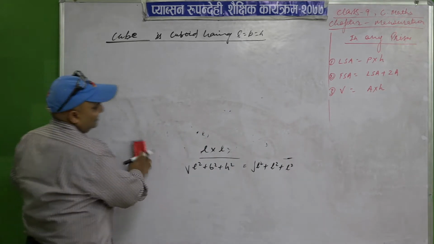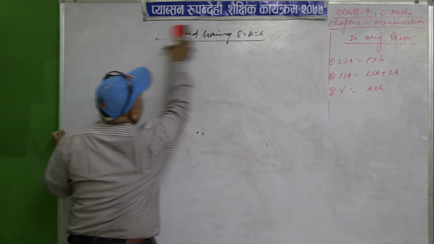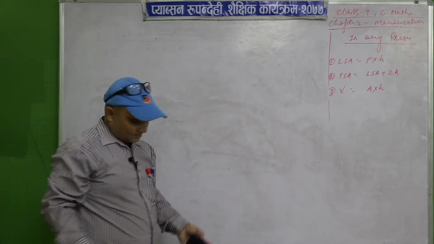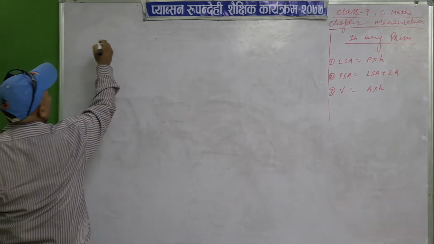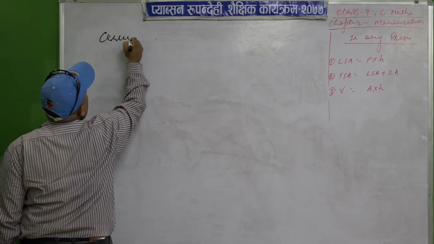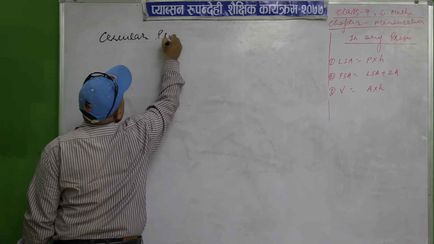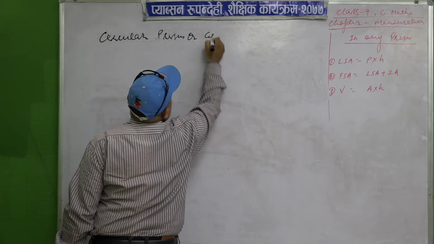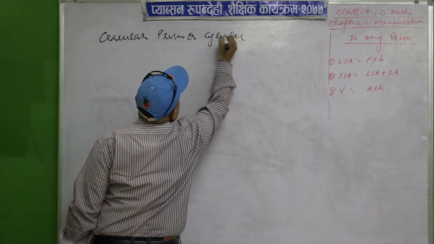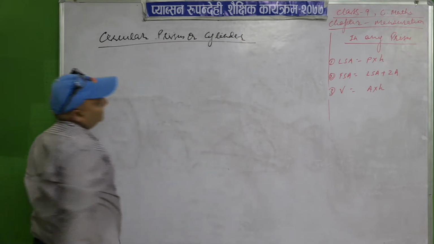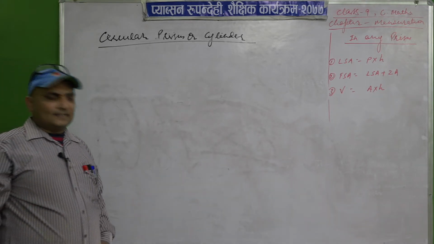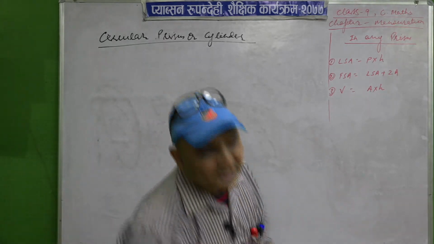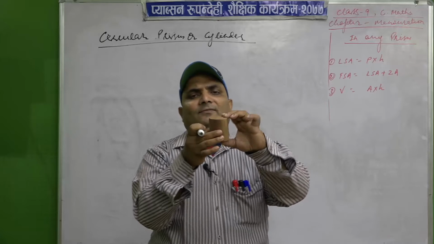Now we are going to find for circular prism. Circular prism, or generally it is known as cylinder. We have already discussed that cylinder is also a kind of prism. This is a cylinder, this is also kind of prism.